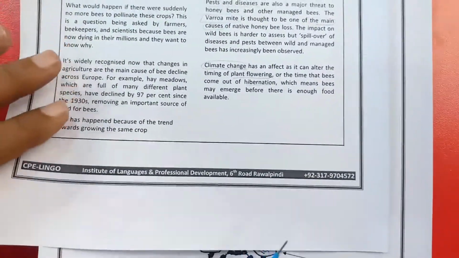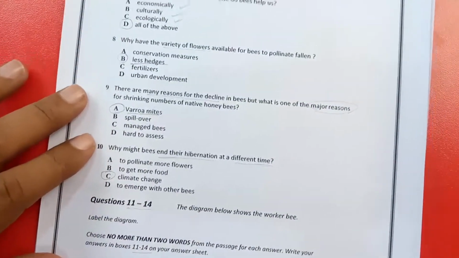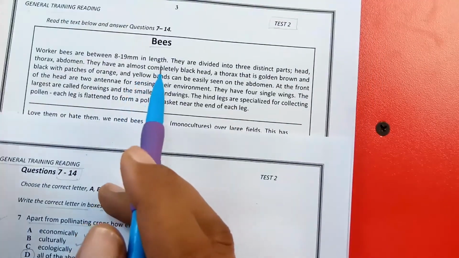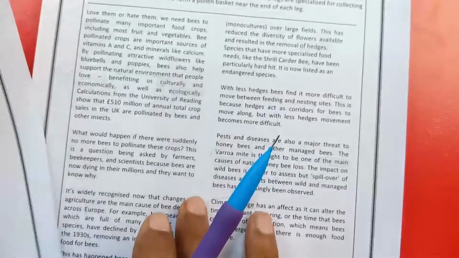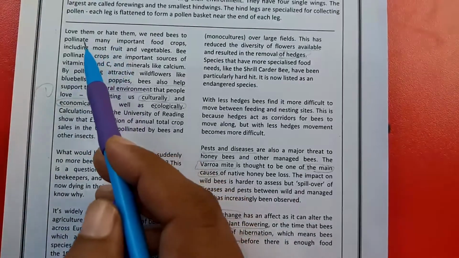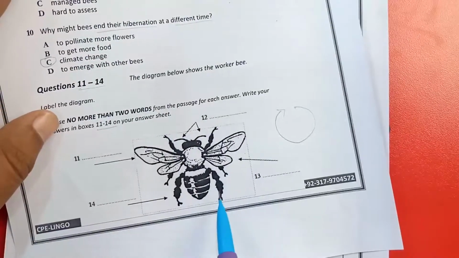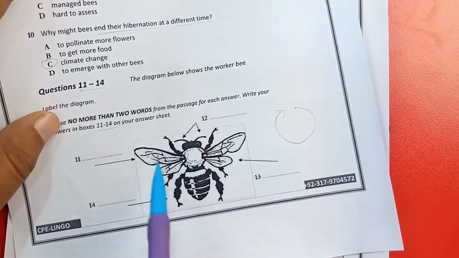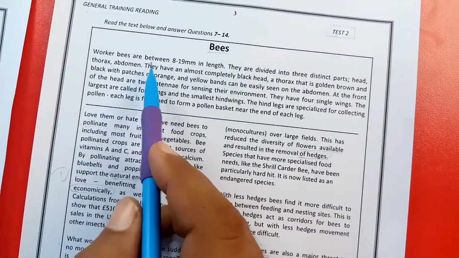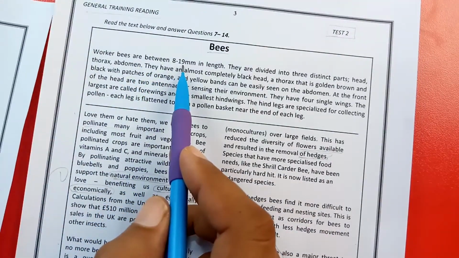What we have to do is read the passage. The intro is given over here, because the rest of the passage we have already done. They didn't mention the bees and their picture, or their legs, or their wings, or the front part, the back part. Over here, worker bees are between 8 to 19 mm in length.